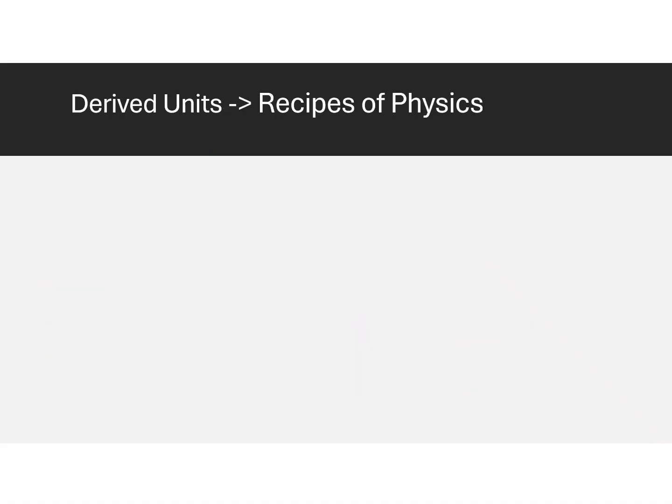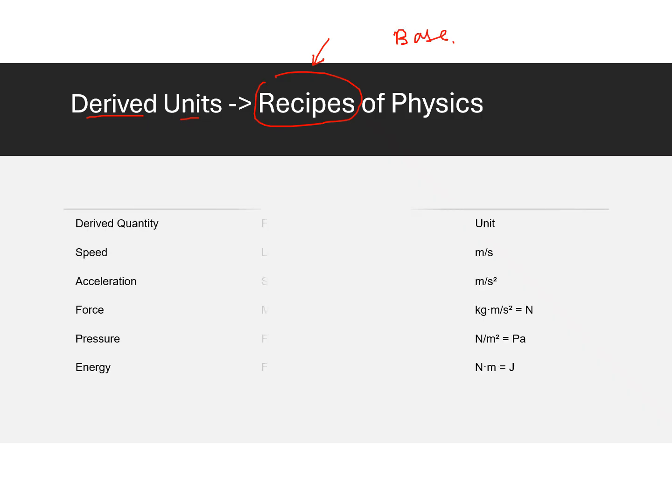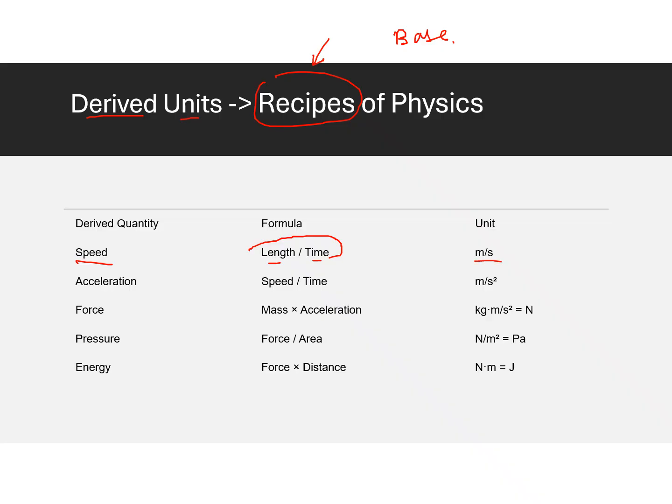Now let's analyze derived quantities and their units in detail. These are like recipes of physics. Like in a recipe, you need ingredients to make the recipe. Similarly, to make the derived quantities, your ingredients are the base quantities. Like here, speed is equal to length over time. So these two are base quantities. When these two combine, that forms speed, and hence this is a derived quantity. And if you see its unit, it's meter per second. So the unit is also called a derived unit.